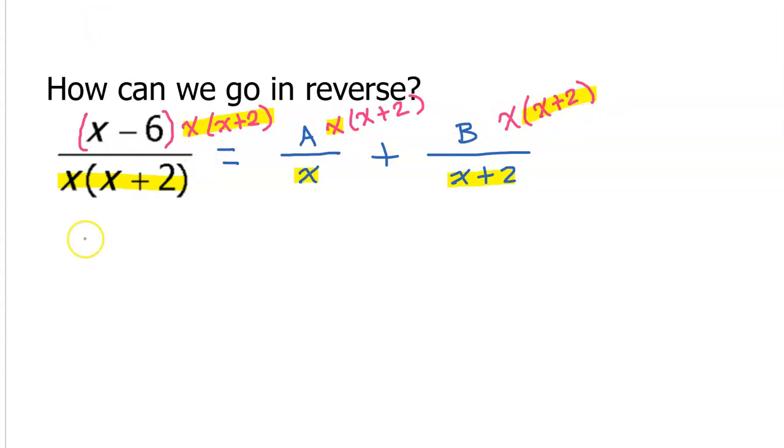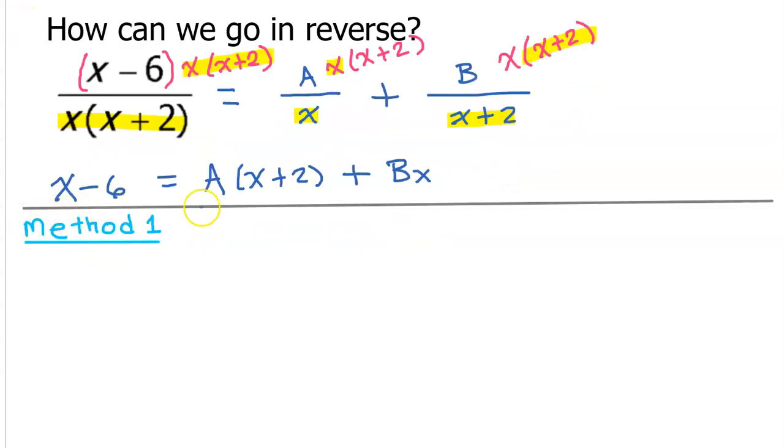Let's look at what's left. On the left, we just have x minus 6. For the next term, the x's cancel out, and we are left with a times x plus 2. And then for this last term, the x plus 2's cancel out, and we are left with bx. After this, there are two ways to solve for a and b.